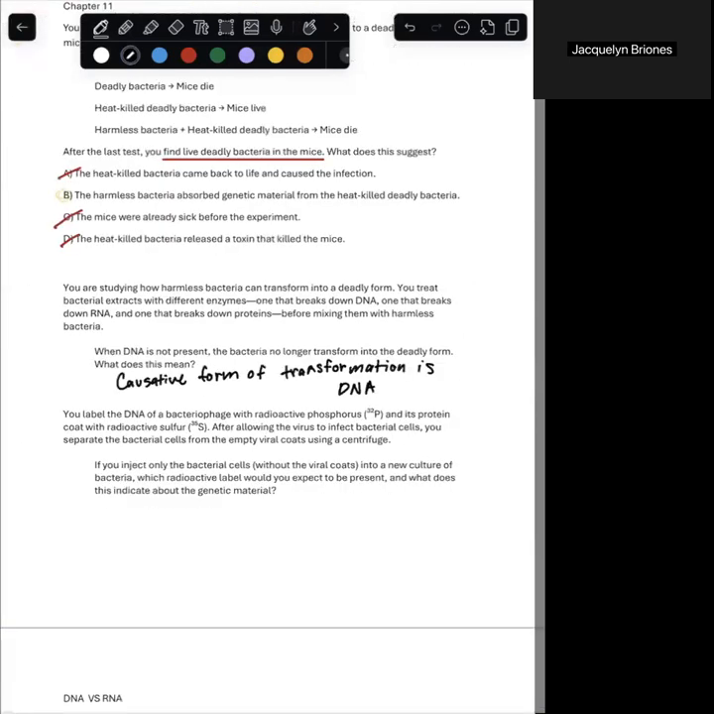And if you remember, this is the Avery, MacLeod, and McCarty experiment. This kind of just piggybacked off of Griffith's work.